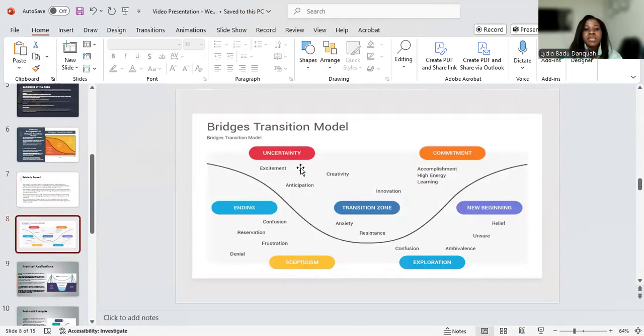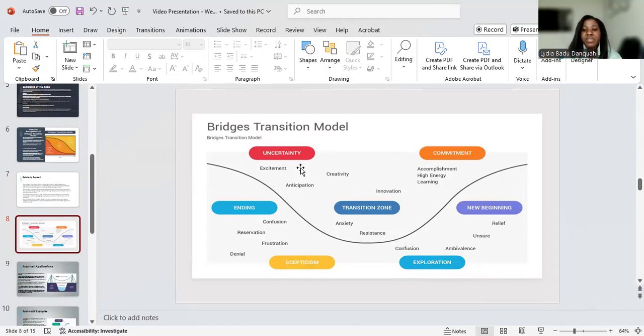So this diagram explains the Bridges transition model in detail, and it starts with the ending phase. At this point, employees must release old identities, systems, and habits, and move to the transition zone, or the neutral zone. During the neutral zone, there is usually anxiety, resistance, and confusion because people don't know what to expect, or people are not really ready for the change that is going on.